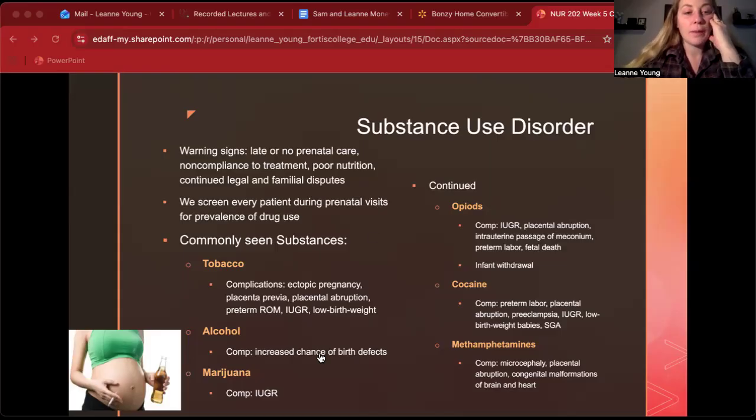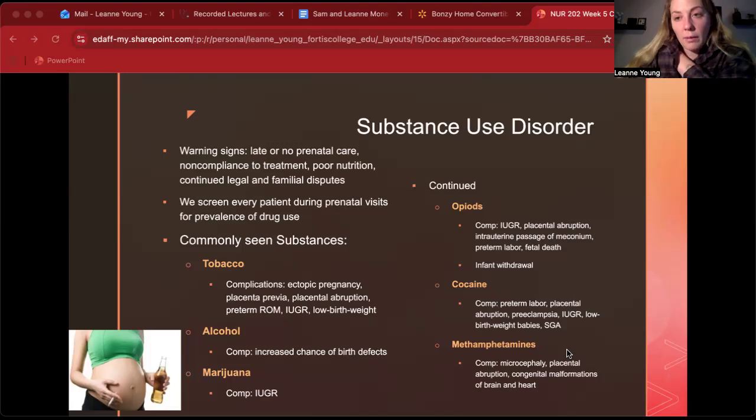So, with tobacco use, complications that can arise would be an ectopic pregnancy, a placenta previa when that placenta develops over top of the cervix, placental abruption, preterm rupture of membranes, intrauterine growth restriction, and low birth weight babies. Alcohol increases your chance of birth defects or like fetal alcohol syndrome.